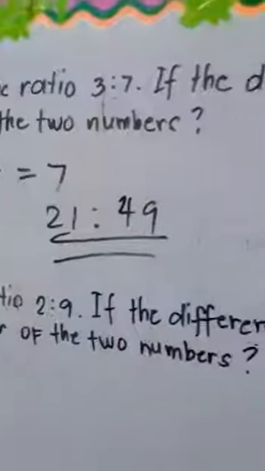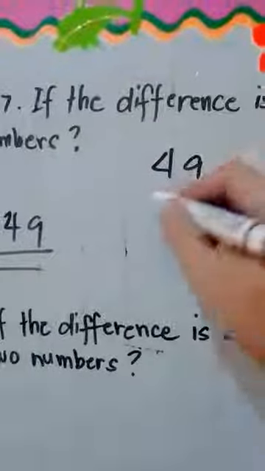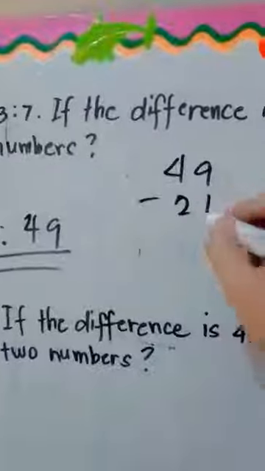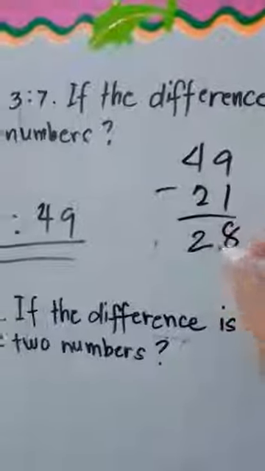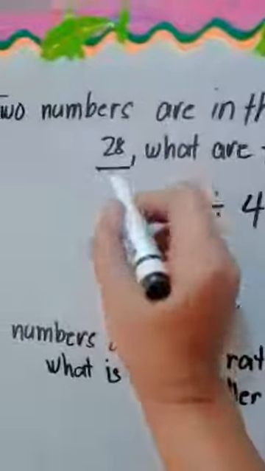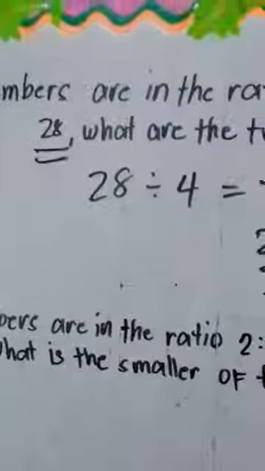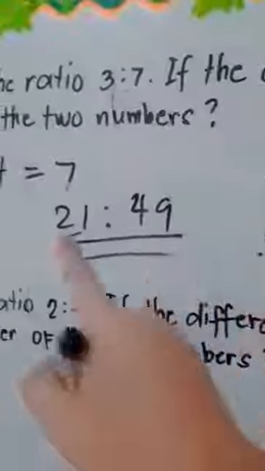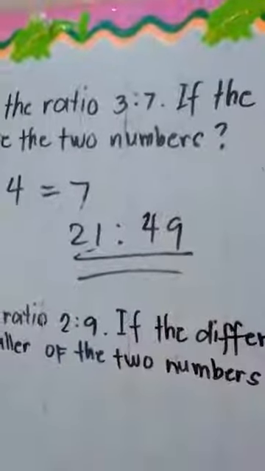If we check, 49 minus 21 equals 28. So it matches the difference of 28. So the two numbers we are looking for are 21 and 49.